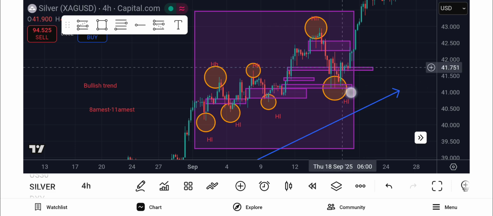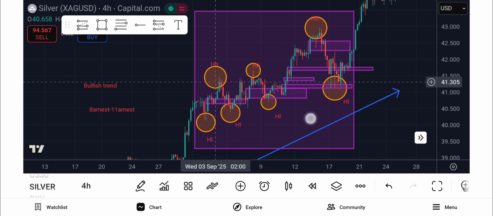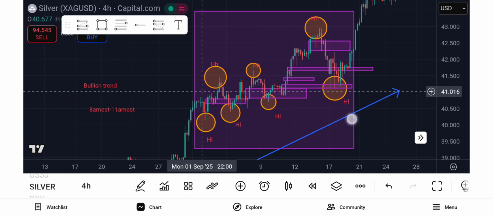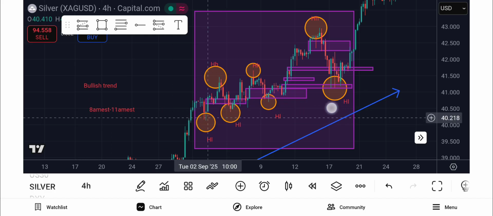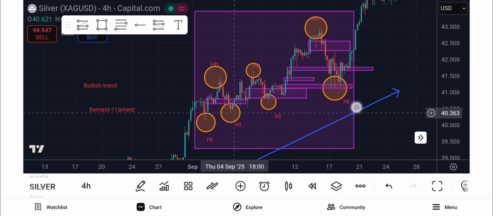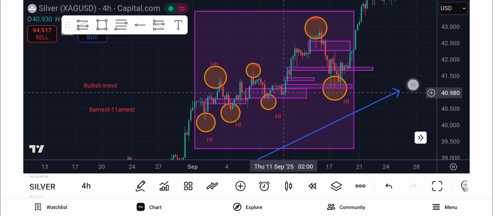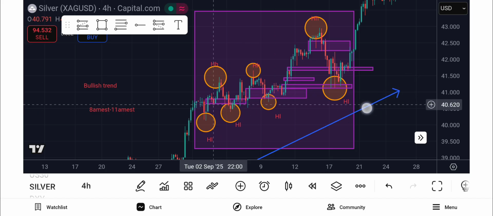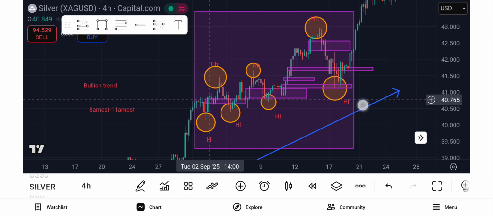Now, how do we know which fair value gap to use? That's where the time comes in, right? So once we identify that this is an uptrend, we're gonna wait every single day for price to pull back and form a high low, and then we're gonna enter that fair value gap that formed. So the first fair value gap that formed was this 1, 2, 3, right here. So we're waiting for price, which is 8 or 9, 10, 11 a.m., to come back into the fair value gap.